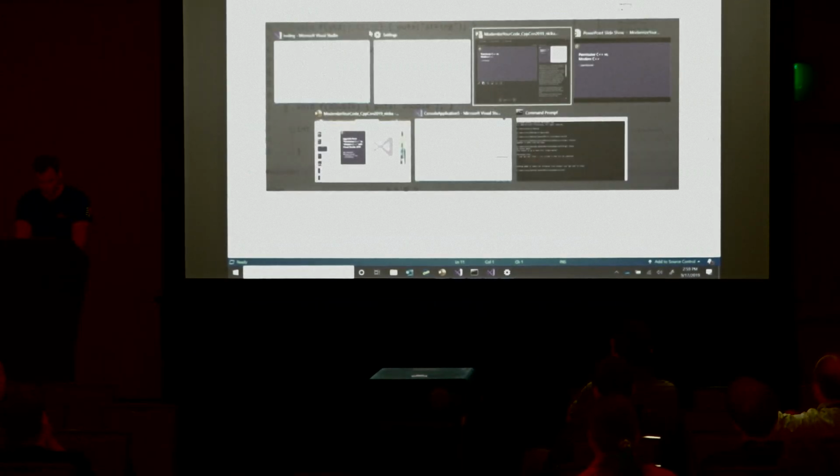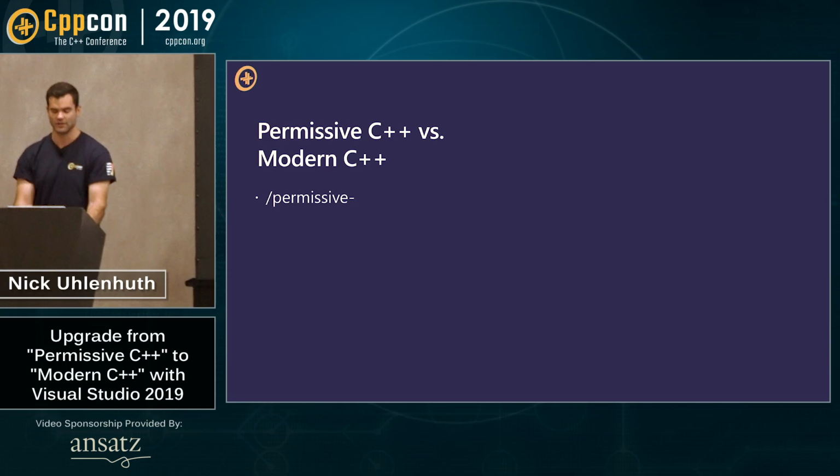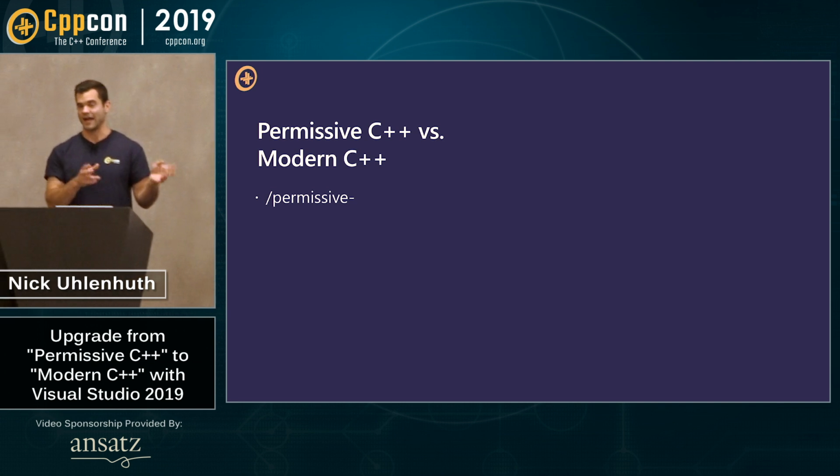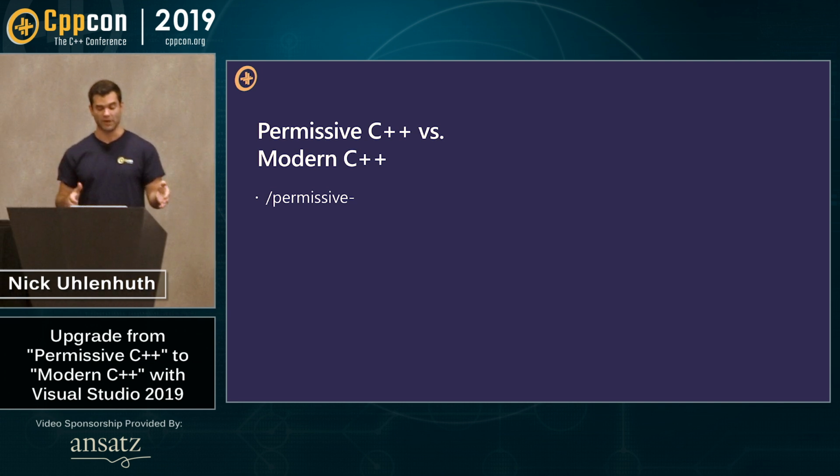So that's an example of permissive behavior. If you are using Visual Studio 2019 and you've written code that has these permissive behaviors, it'll still work, but new project templates have permissive minus on by default, so you can think of that as not permissive, which is on by default now for new templates.